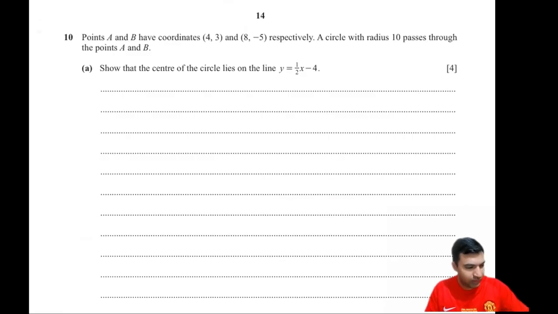All right. Now let's see the 10th question. It says 2 points are there, A and B, have coordinates 4, 3 and 8, -5 respectively. A circle with radius 10 centimeters passes through the points A and B. Show that the center of the circle lies on the line y equal to x over 2 minus 4.